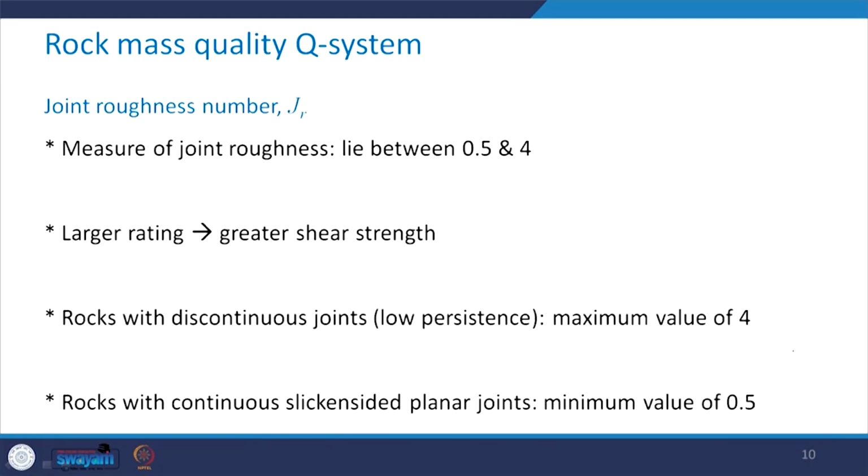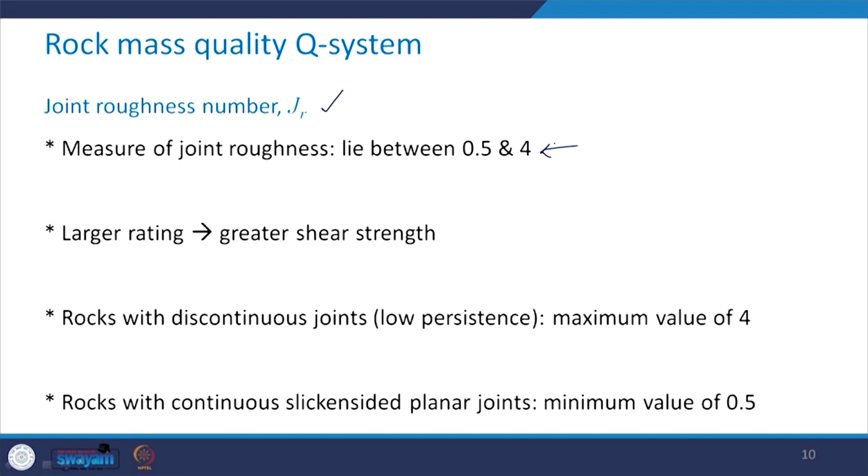Coming to the next parameter, which is the joint roughness number. This is represented as Jr. The measure of joint roughness lies between 0.5 and 4.